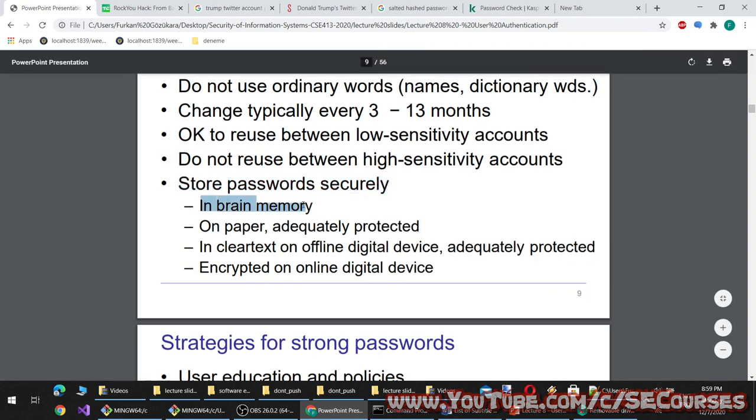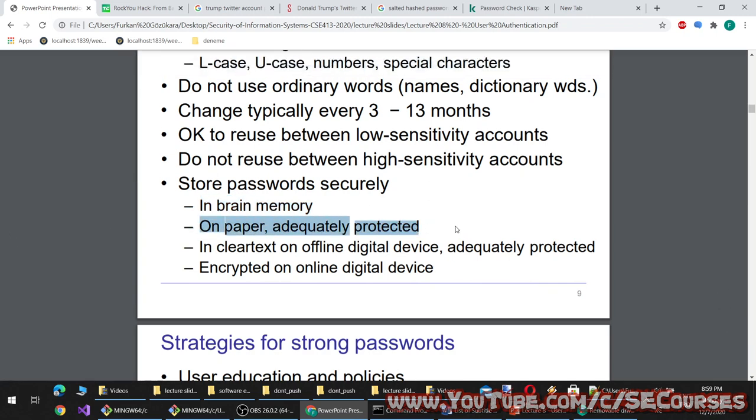Store passwords securely. In brain memory means that you keep it in your memory. Do not save it anywhere else. On paper, adequately protected. So if you store your password physically, it can only be stolen by a real burglar who will have to get into your house and steal your paper, which is much harder than digital hacking.